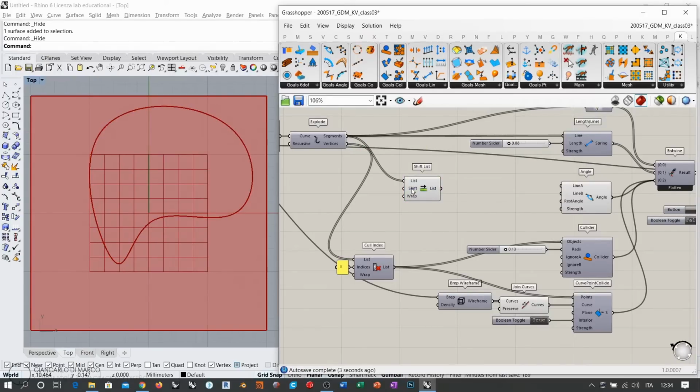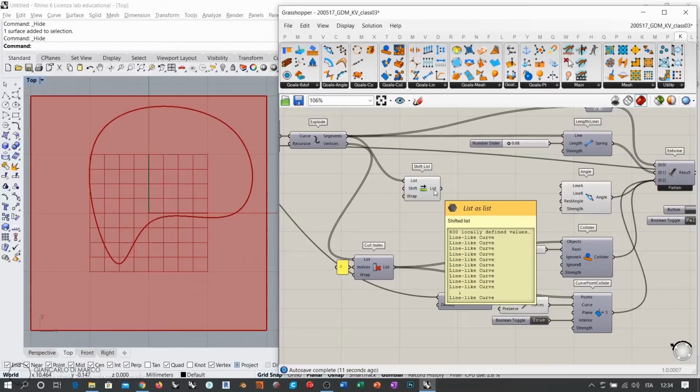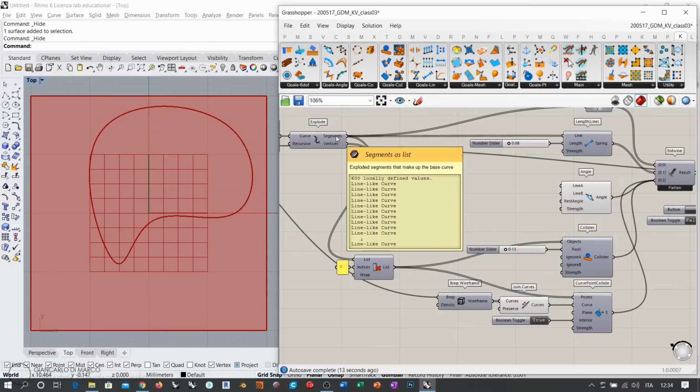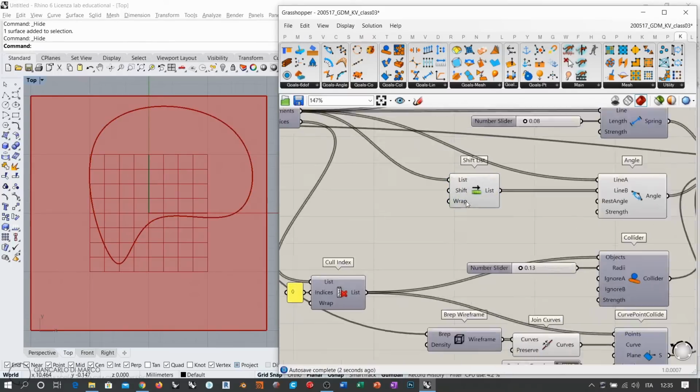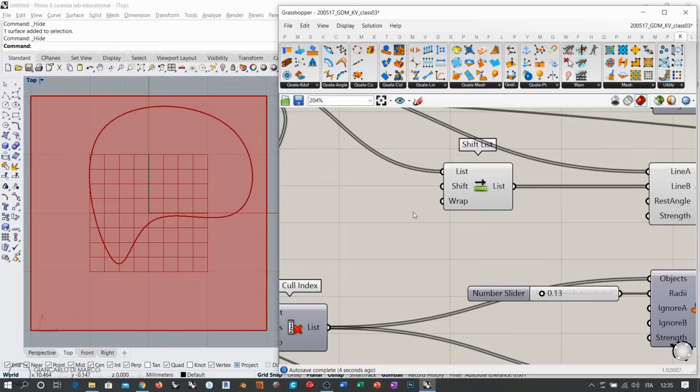The shift is automatically set to 1. So it means that the first segment of this new list is actually the second segment of this first list. Okay, and so I can easily set the angle between one segment and the following segment.